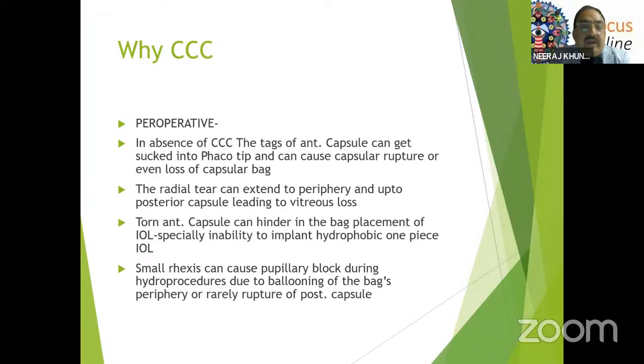Now coming to why we need CCC. Starting from perioperatively, because in the absence of CCC, the tags of anterior capsule can get sucked into the phaco tip and can cause capsular rupture or even loss of the capsular bag. The radial tear can extend to the periphery and up to the posterior capsule, leading to vitreous loss. Torn anterior capsule can hinder in-the-bag placement of the IOL, especially inability to implant a hydrophobic one-piece IOL. Then small rhexes can cause pupillary block during hydro procedures due to ballooning of the bag's periphery or, rarely, rupture of the posterior capsule.